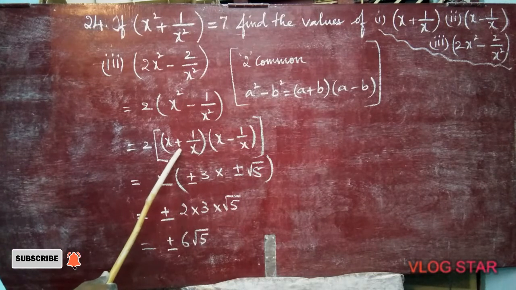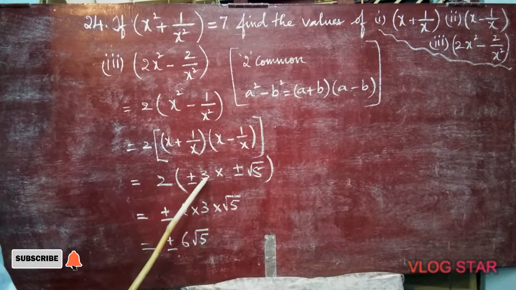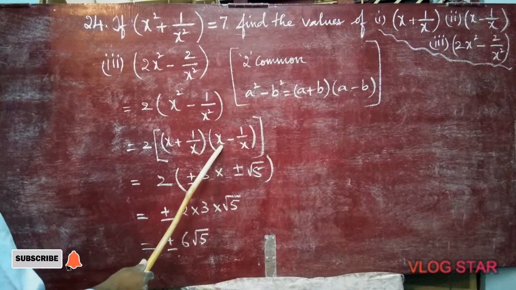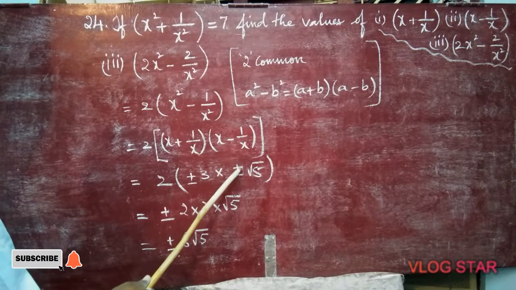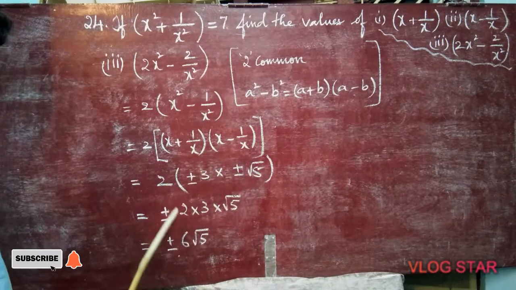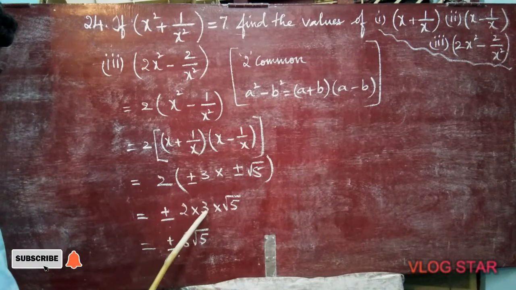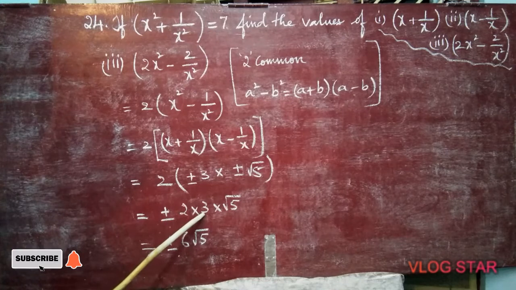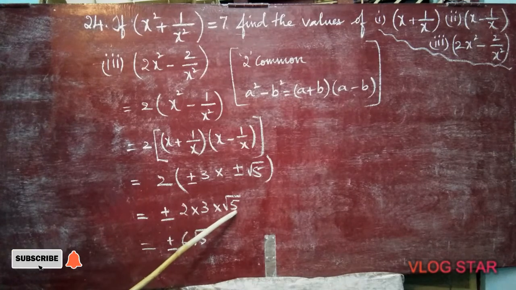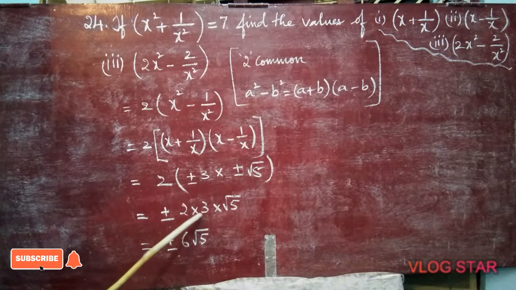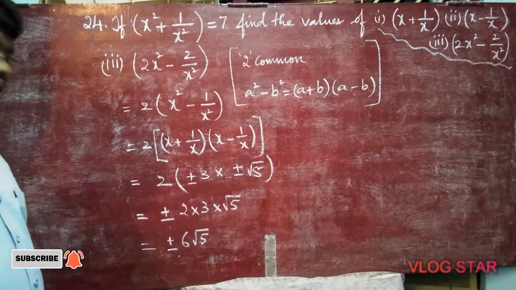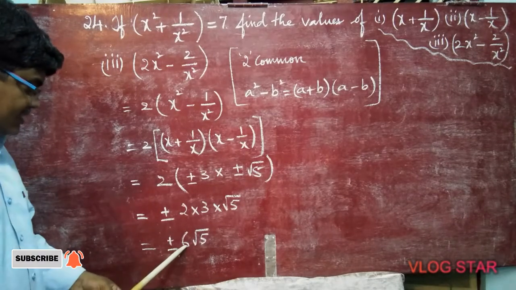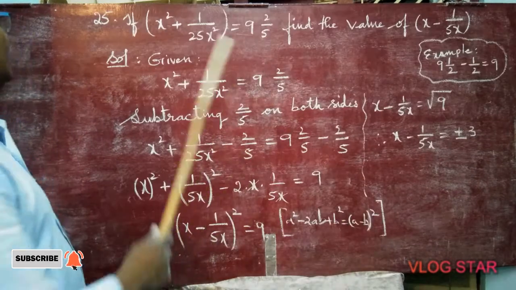Now we got the values of x plus 1 by x as plus or minus 3, and x minus 1 by x as plus or minus root 5. So plus or minus 2 into 3 into root 5. This is a rational number, and root 5 is an irrational number, not a perfect square. Multiply rational into rational: 2 3s are 6, and the irrational you have to write like that. So plus or minus 6 root 5.